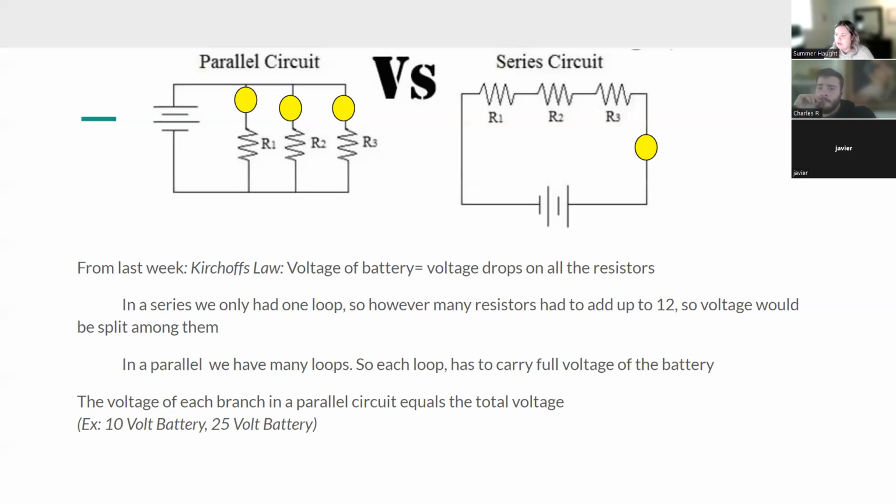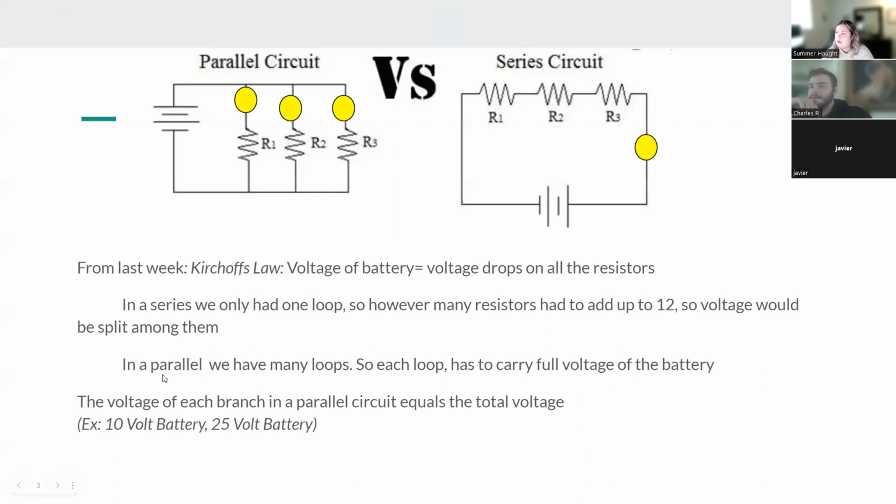So for example, in a series circuit, we only had one loop, right? However many resistors there were had to add up to 12, so the voltage would be split among them. This is saying if we have, like, 12 volts, the voltage is constantly split among all of those resistors. So that's why we have those voltage drops.